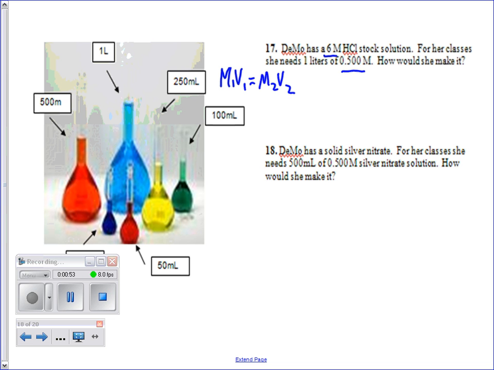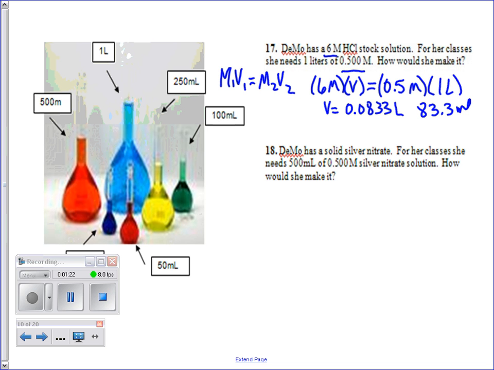We are going to plug in what we know. We know that we have a 6 molar solution. We want to know how much volume of that would be required to make 0.5 molar solution in a quantity of 1 liter. When we solve for volume here, we end up with a liter measurement of 0.0833. That's kind of tough to measure, a liter. So we're going to go ahead and change it to mils, and it'll be 83.3 mils is required. If you stop here, you've only done half the work.